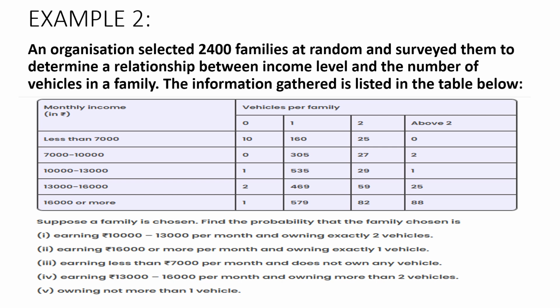An organization selected 2400 families at random and surveyed them to determine a relationship between income level and the number of vehicles in a family. Now this is the information given. Vehicles for family are 0, 1, 2 and above 2. 4 cases are given. Income less than 7,000, the data is given between 7,000 to 10,000 and similarly up to 16,000 or more. Suppose a family is chosen at random. Find the probability of the following events.